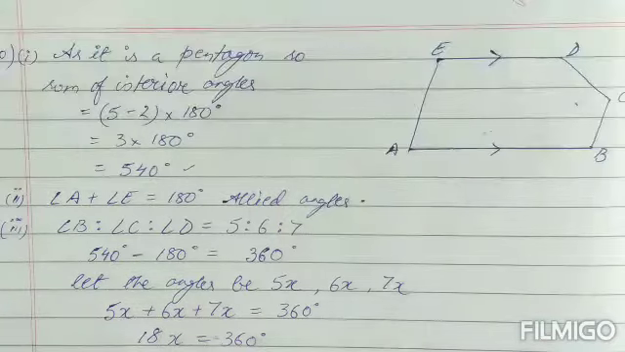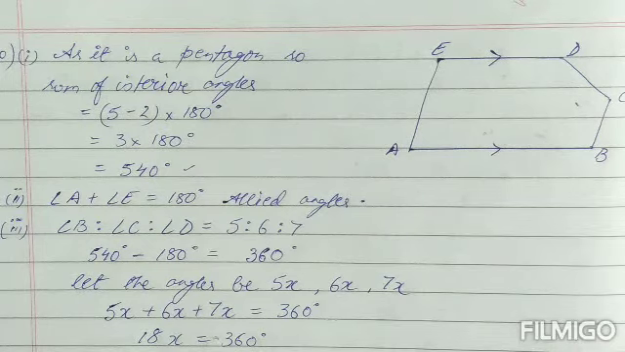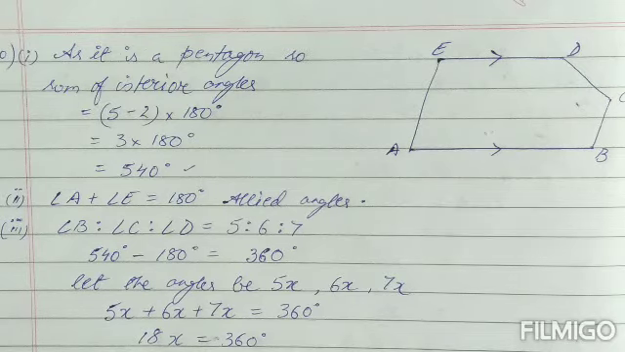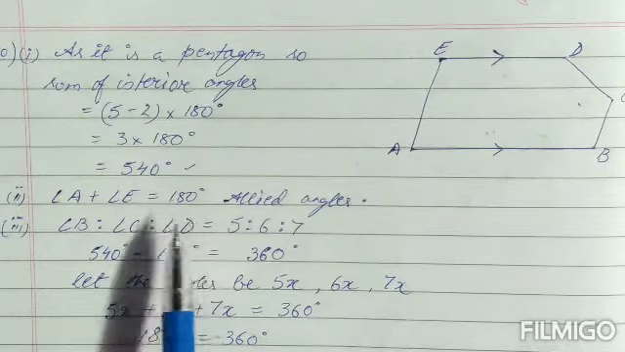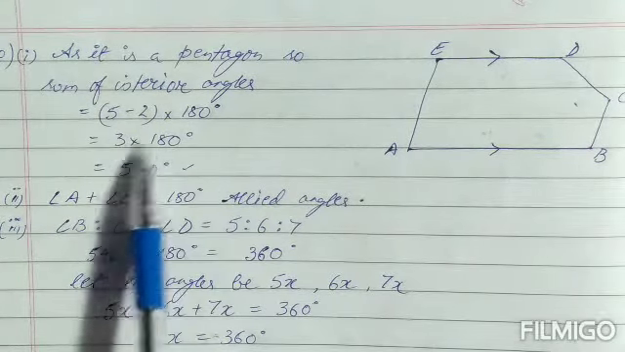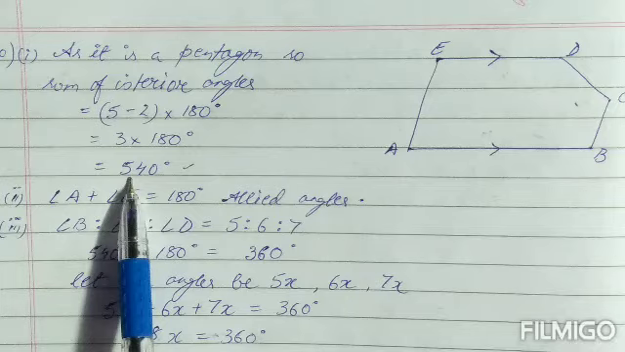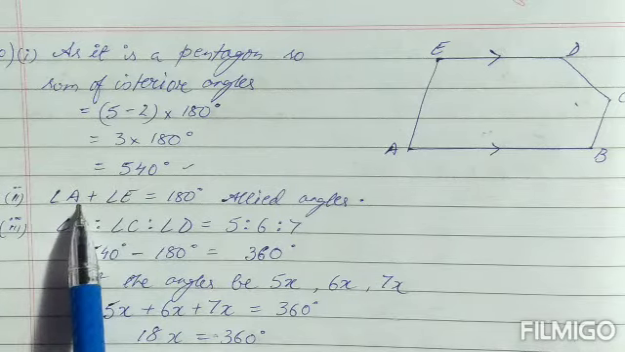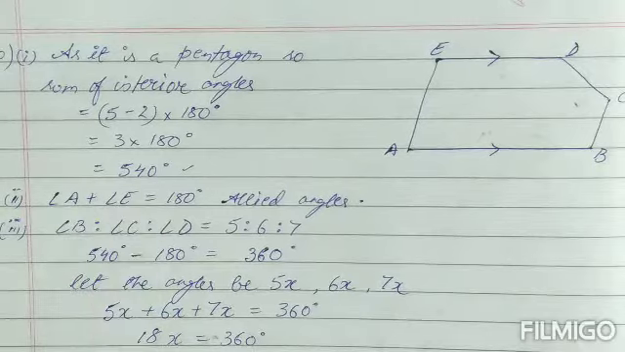Question number 10. The figure given below shows a pentagon ABCDE with the sides AB and AD which is parallel to each other. Then we have to see that angle B ratio angle C ratio angle D is equals to 5:6:7. First, we have to calculate the sum of the interior angles of a pentagon. Now, if it is a pentagon, we know number of sides is 5. So 5 minus 2 into 180, which is 3 into 180, and answer is 540. In the second part, children, it is asking us to calculate angle A and angle E.